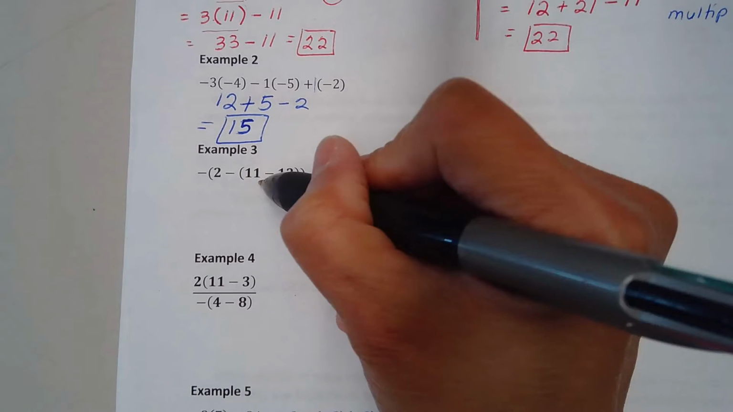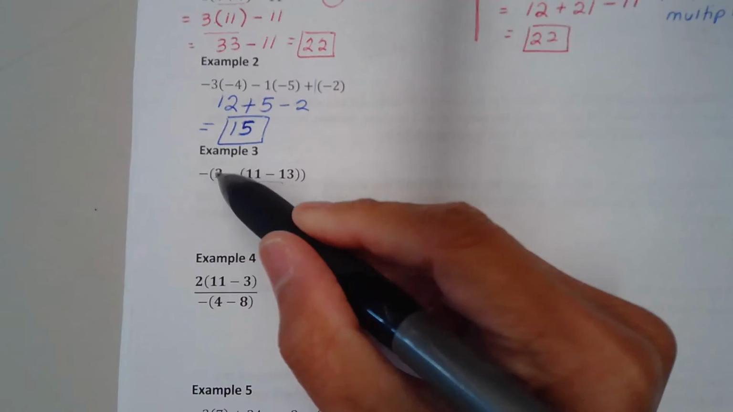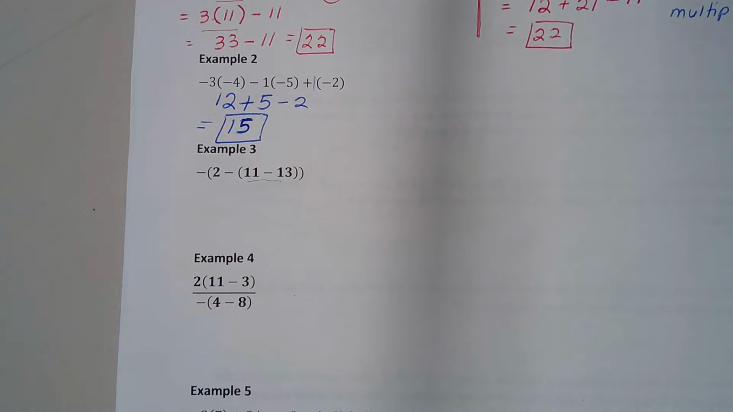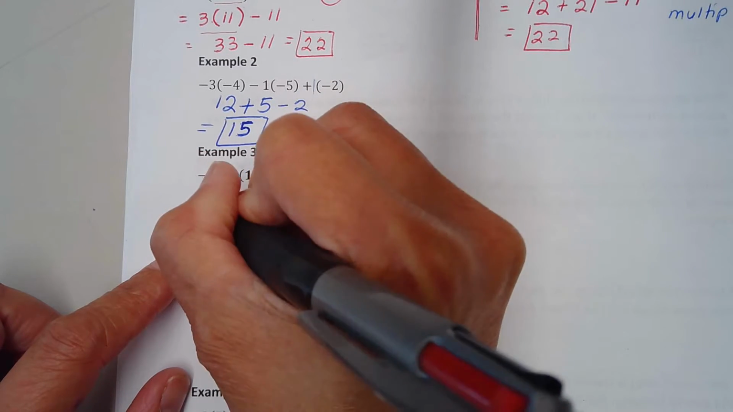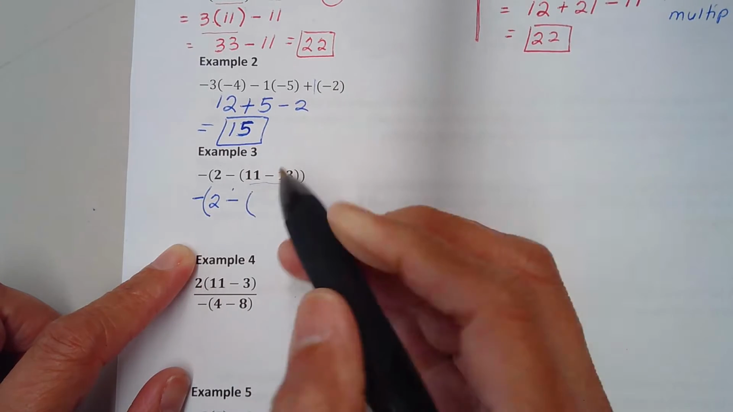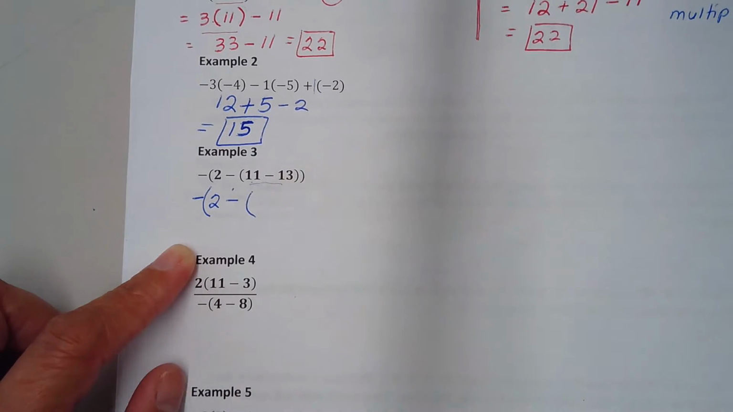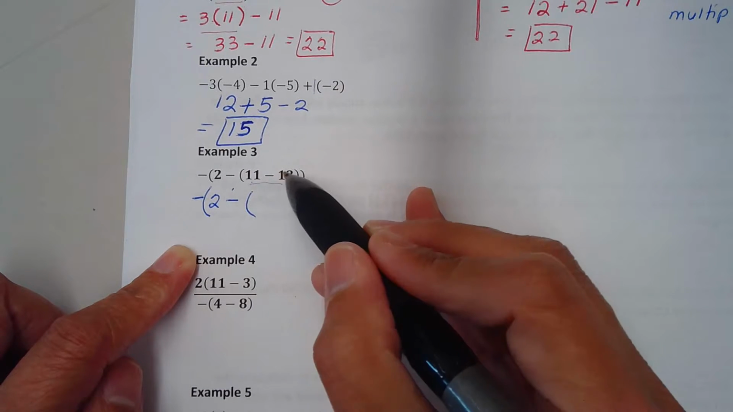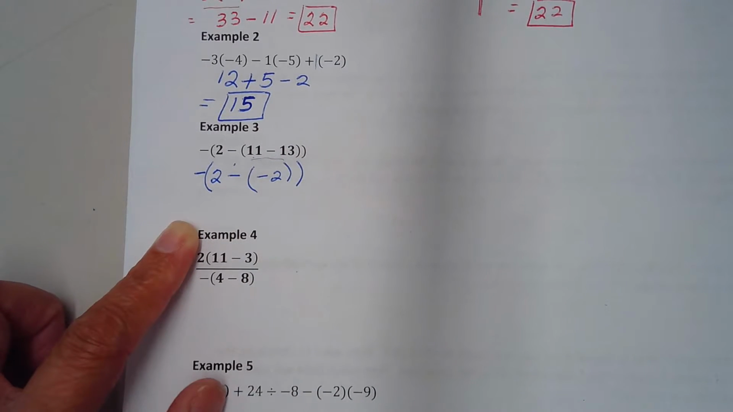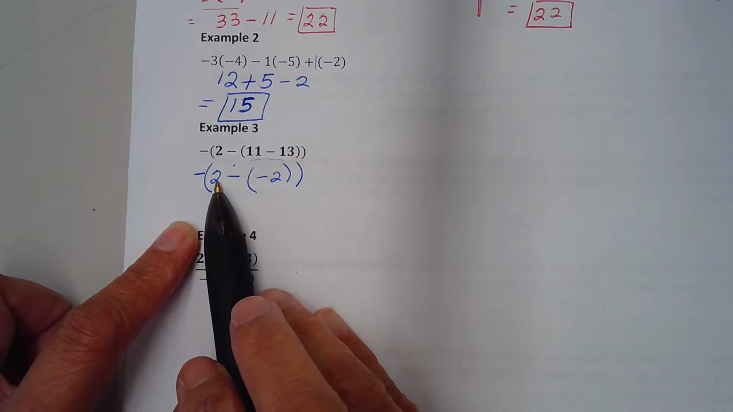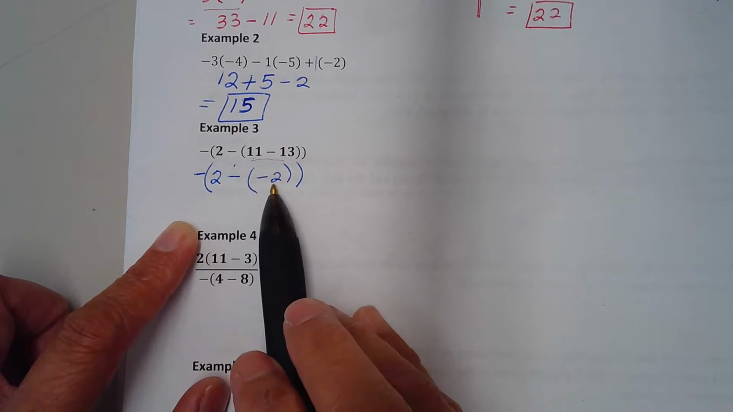You've got brackets inside here, and then you have an overall bracket. So what we're going to do is work from the inside all the way to the outside, inside brackets all the way out. So I'm going to have -2, negative brackets, negative, minus 11 minus 13. So what would that be? 11 minus 13 is -2. So we work that out. Now, whatever's inside the brackets here is just -2.